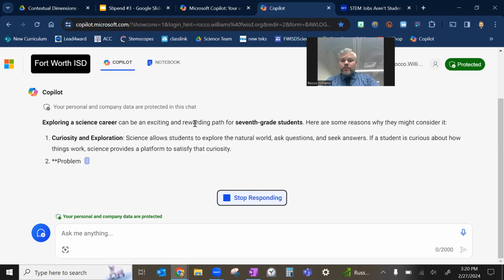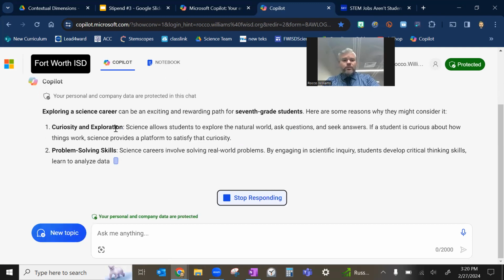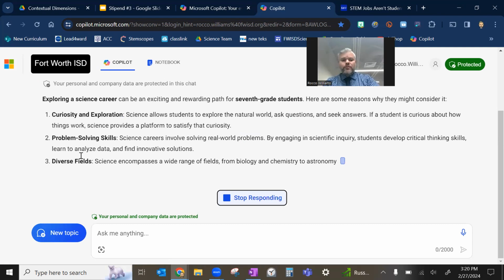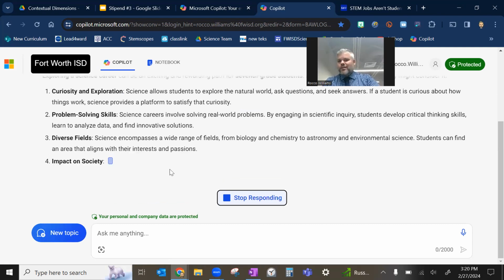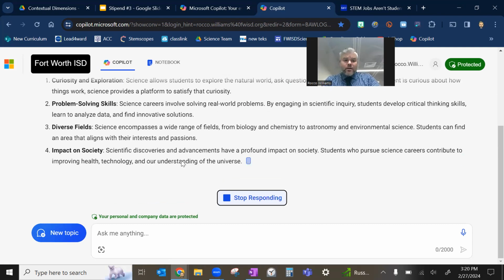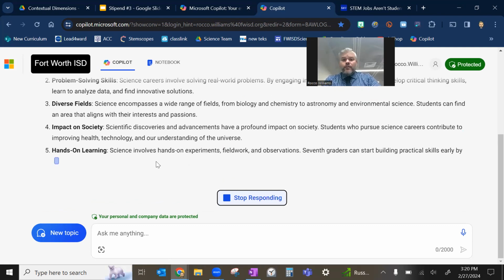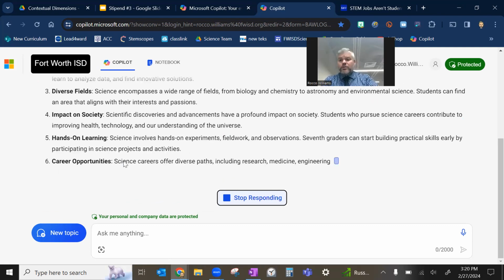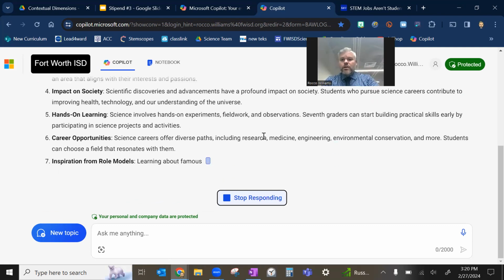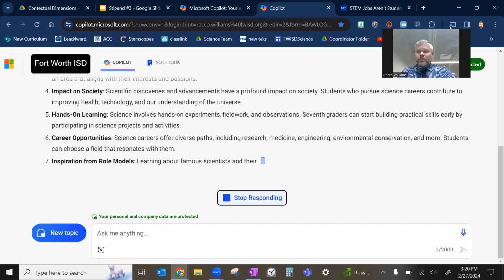So it says science can be an exciting, rewarding path. Here are some reasons: curiosity, exploration, problem solving. There's lots of fields, and it just kind of goes on and on. So as an educator, of course, I'm in charge of doing PD, and I'd be okay if a teacher used this tool to brainstorm.